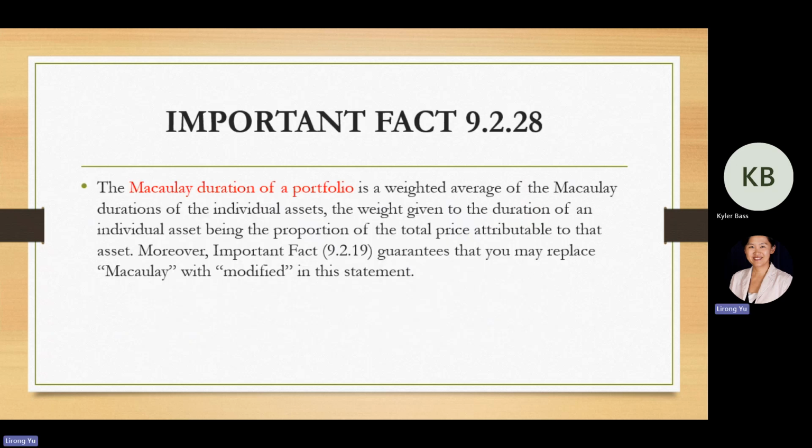All right. To summarize, the Macaulay duration of a portfolio is a weighted average of the Macaulay durations of the individual assets. The weight given to the duration of an individual asset is the portion of the total price attributed to that asset. The same statement holds for modified duration. So the modified duration for a portfolio equals the weighted average of the individual modified durations. It doesn't matter which type of duration we are talking about for a portfolio, you can always find the weighted average of their corresponding durations.